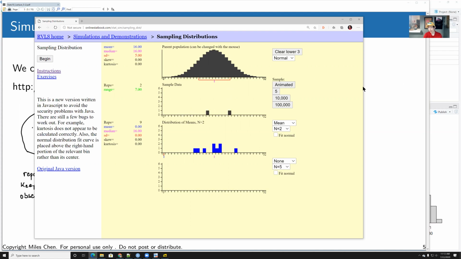Are you guys able to see this clearly? We're on Zoom, and I don't know how much latency there is. Okay, all right, you guys are able to see this.